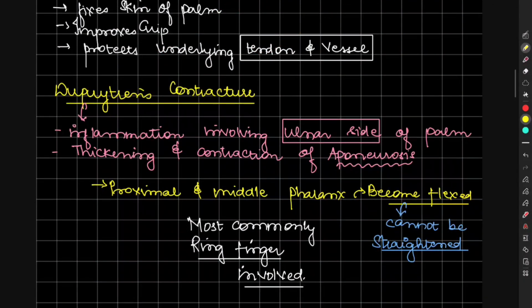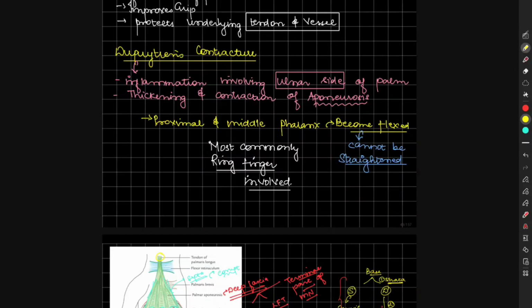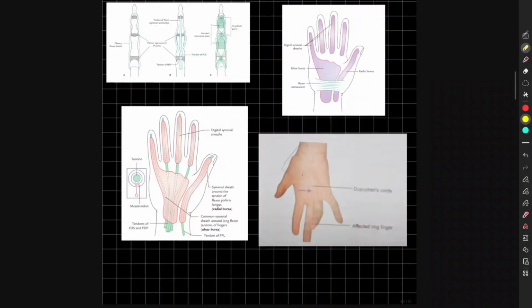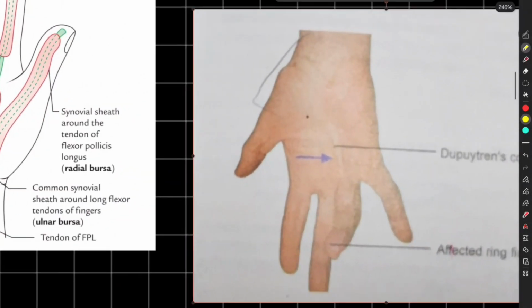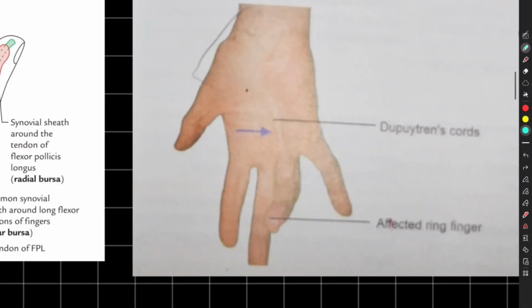And clinical is about the Dupuytren's contracture. I will just add the picture, just give me a minute. So I've added the image of the Dupuytren's contracture. Now you can see this. This is अपना Dupuytren's contracture.